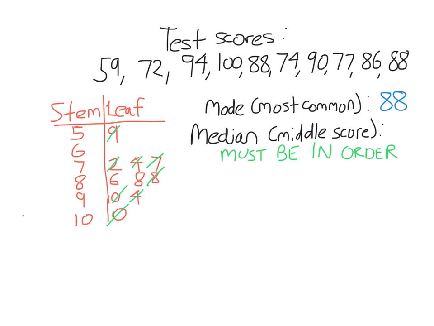So the median, when you have two middle scores, you need to find halfway between them. So I add them up and divide by 2. So the median is 87. So the median is here.